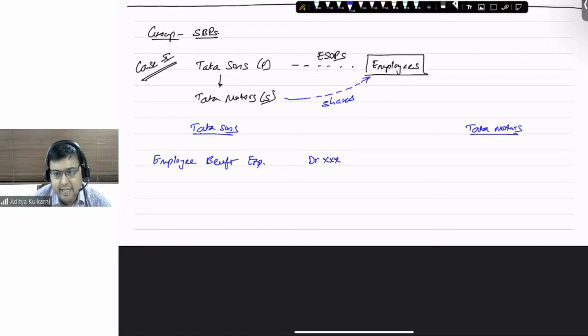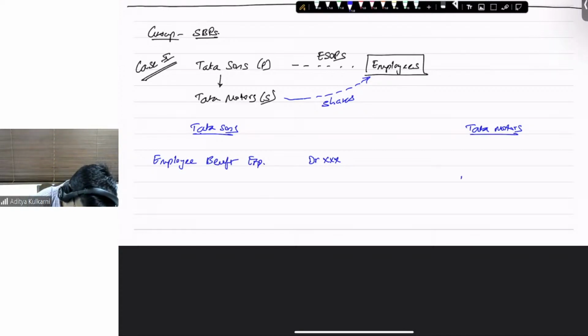But can I credit SBP reserve here? Am I the one who is issuing the shares? Yes. What do you think? Are you the one issuing the shares? Can Tata Sons credit SBP reserve? Answer is no, it cannot, because it is not issuing the shares.